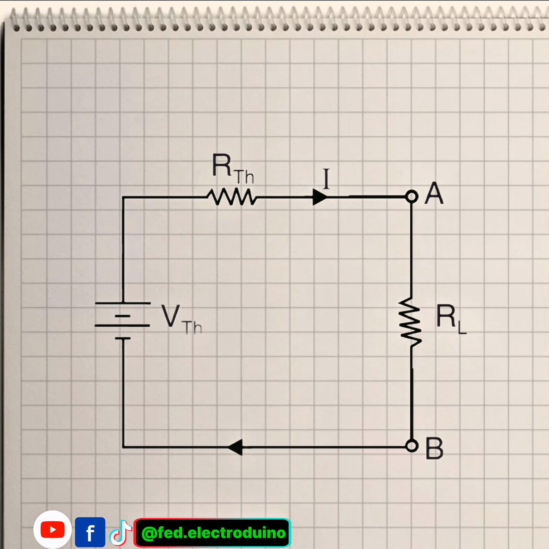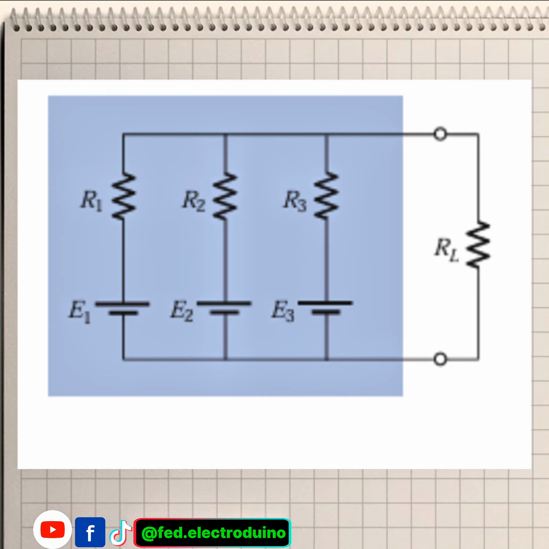Now look closely at this circuit on the board. We have three voltage sources, E1, E2, and E3, each connected in parallel with resistors R1, R2, and R3. And they are all connected across the same load resistor RL.